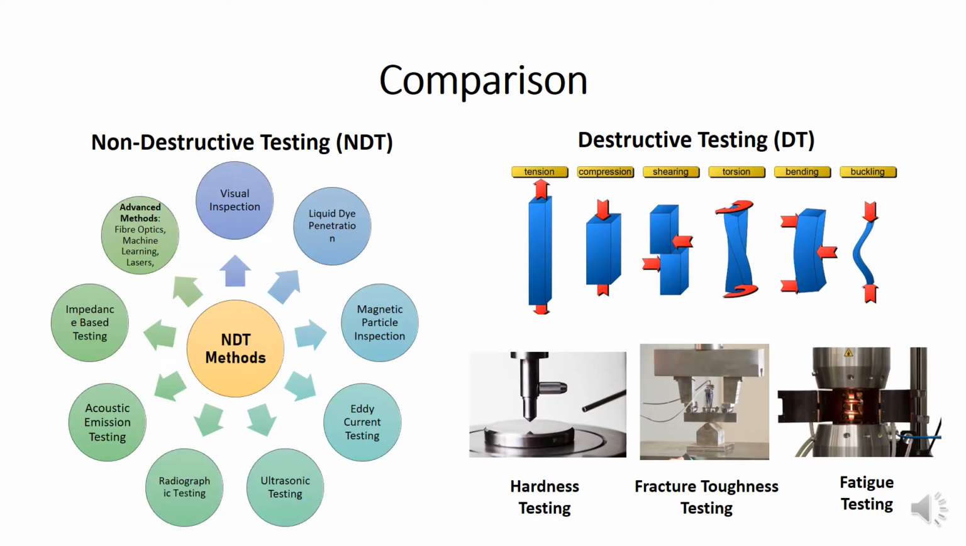And here this slide also compares destructive and non-destructive test techniques. So the NDT methods can be divided into these specific techniques such as visual inspection, liquid dye penetration where we use colorful dye, magnetic particle inspection which uses the principle of magnetism, eddy current testing which uses the principles of eddy currents, which are circular currents, ultrasonic testing which uses ultrasonic waves, radiographic testing which uses X-rays in order to produce X-ray images.